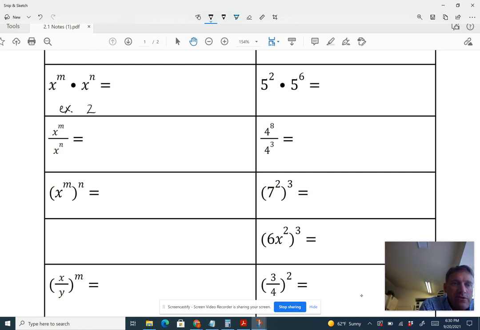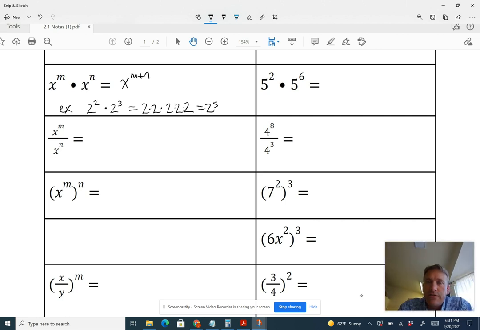If I had 2 to the second power times 2 to the third power, the 2 to the second power means it's 2 times 2, and 2 to the third power means it's 2 times itself 3 times. And so you can see then that the total is 2 times 2 times 2 times 2 times 2, or 2 to the fifth. And so what do you do with 2 and 3? You add them. And so the rule is when you have like bases, x to the m times x to the n, that's the same as x to the m plus n power.